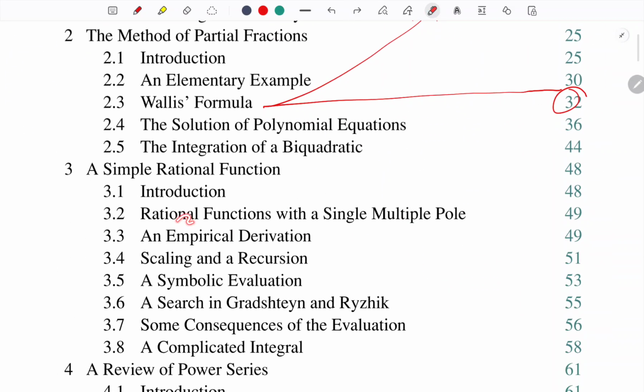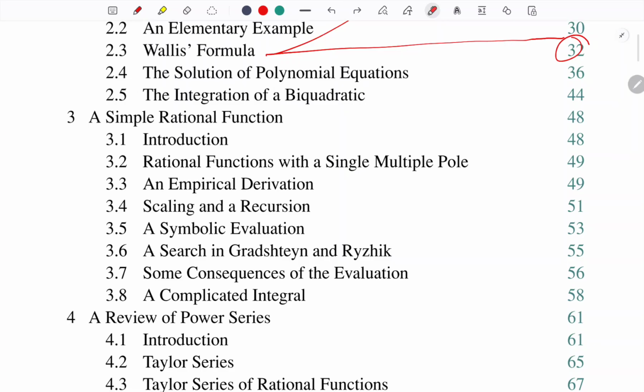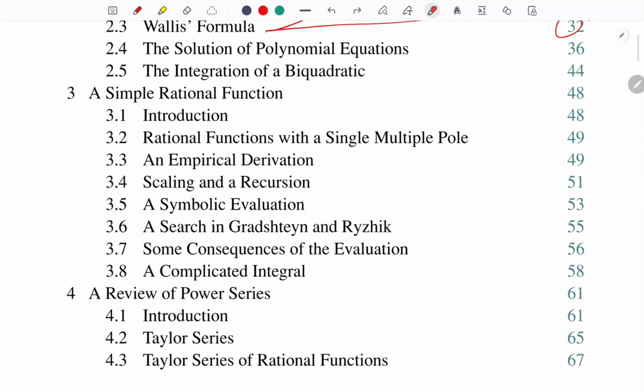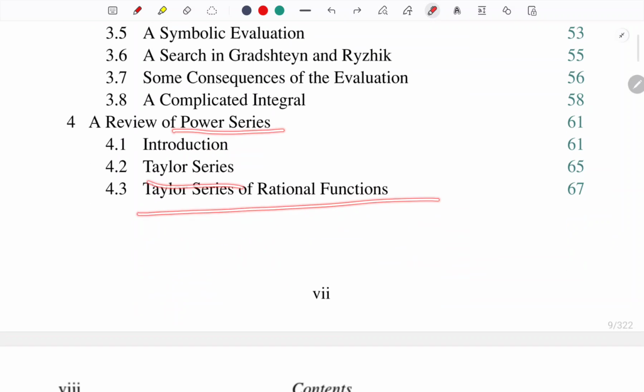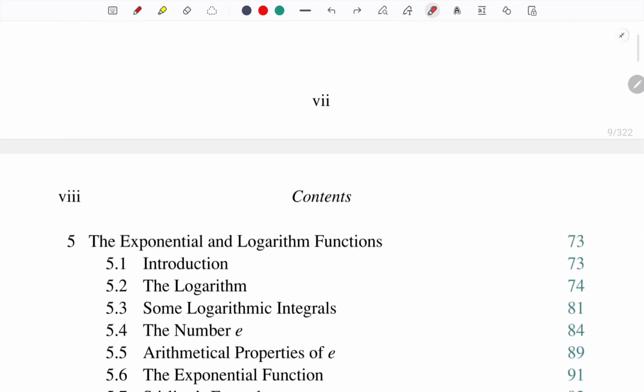So we are having Wallis formula, the solution of polynomial equations, the integration of biquadratic. Well, I'm not talking about these things, but a simple rational function, multiple pole. Yeah, a review of power series, Taylor series. Yeah, we are just going to talk about these things, okay? And then we move on to exponential and logarithm function.